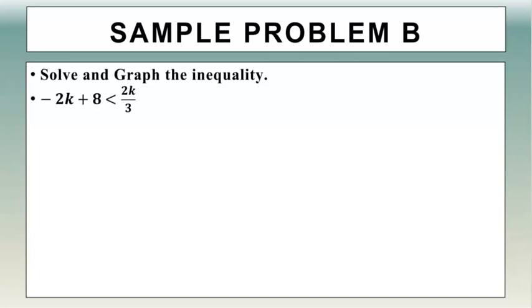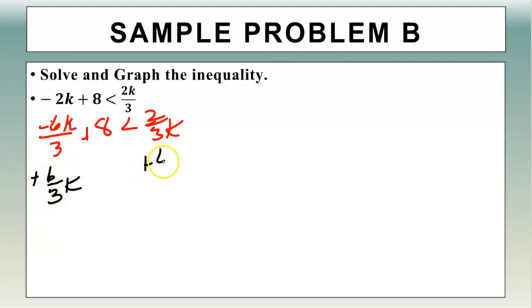And our last one, get all the k's to one side. I'm going to rewrite this. This is actually 6k over 3. All I did was multiply that by 3/3. And the reason why is because the other side has a fraction in it. So now, to get our k's to one side, I'm going to add 6/3 k to both sides.